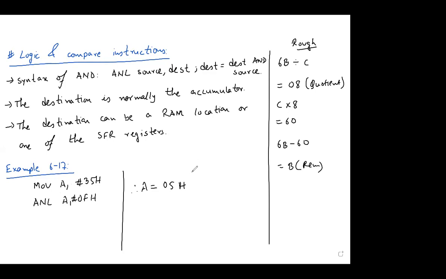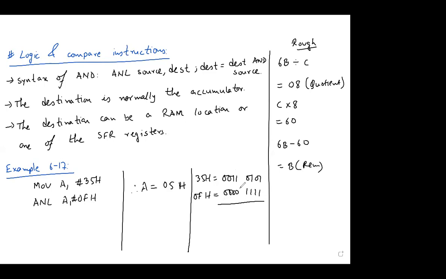Do you want me to explain how it happened? It is a bit by bit AND operation. Very simple, but since this is the first one, let me show it. So 35H, if you convert it into binary, you will get 0011 and 0101. Over here, we have 0FH, which is very simple. If you convert it to binary, you will get 4 zeros and 4 ones.